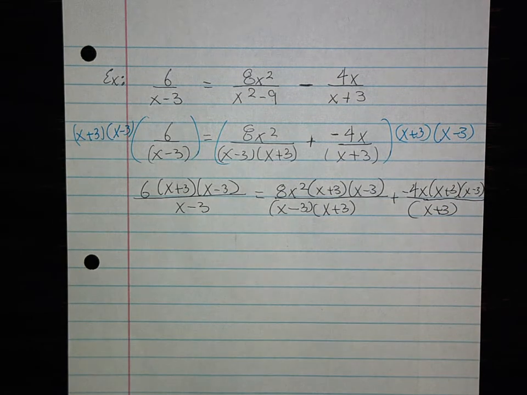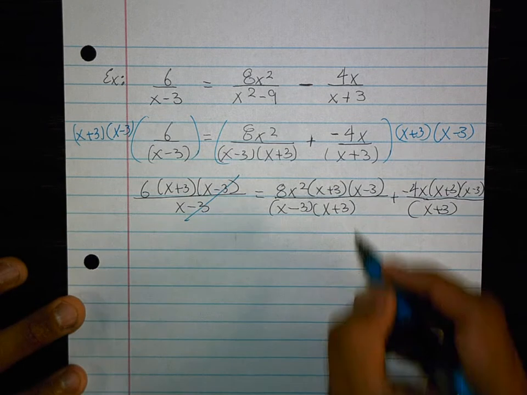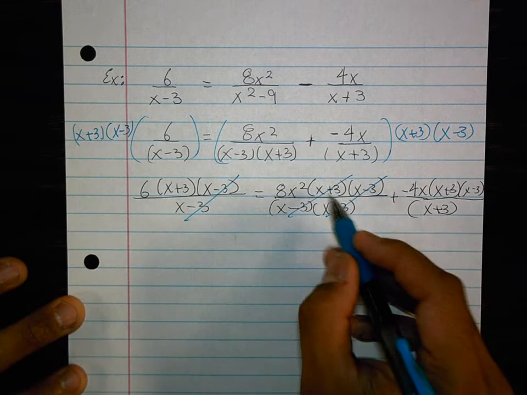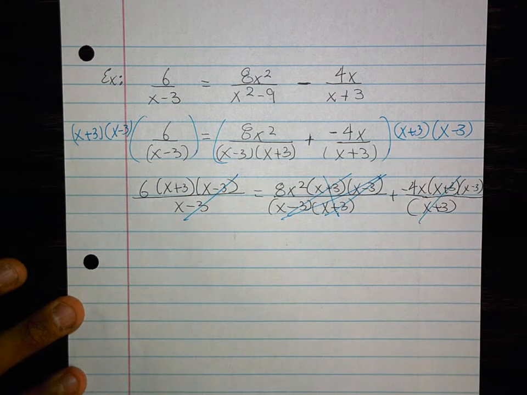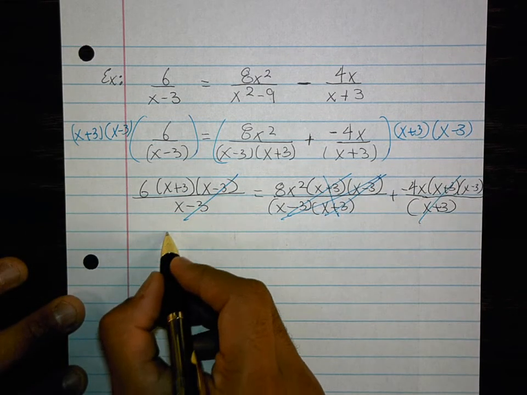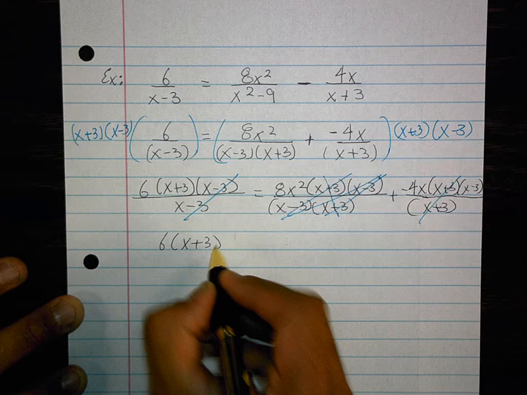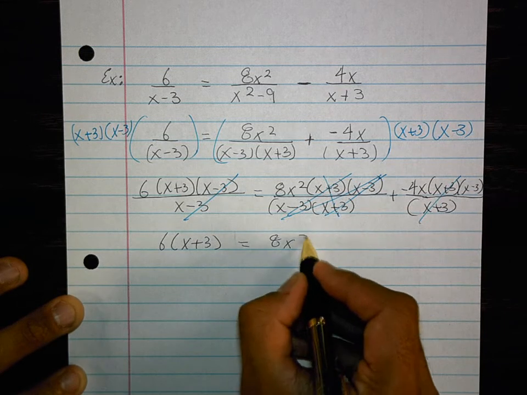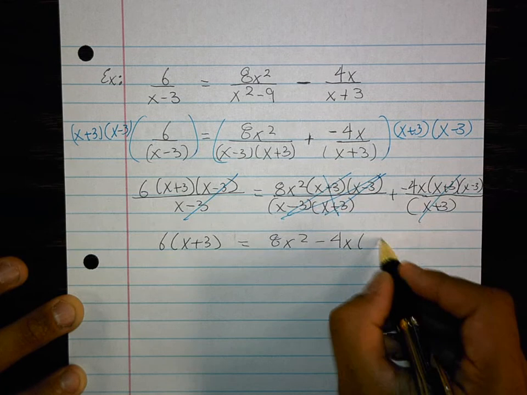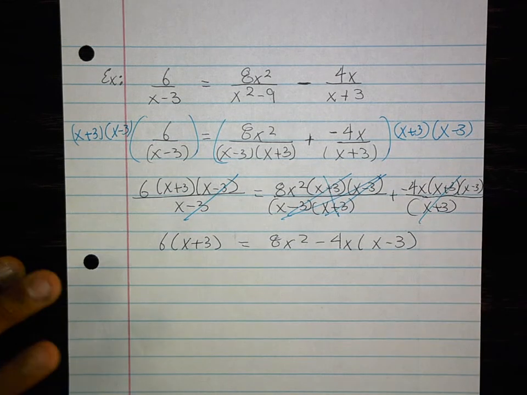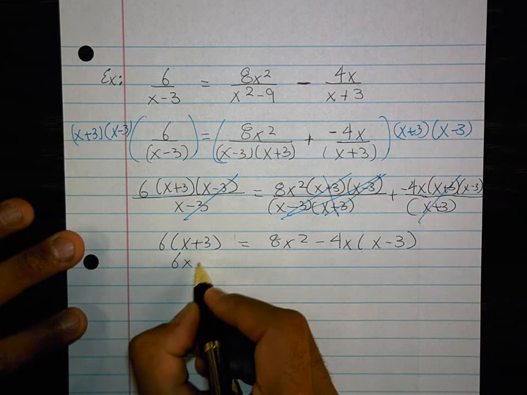Now here comes the fun part. We get to cross that off. We get to cross, nope, I crossed the wrong ones off, but those all get crossed off. And then the plus 3's get crossed off. So we're looking at 6 times x plus 3 equals 8x squared minus 4x times x minus 3. That was the whole goal, to get rid of the fractions. So now we got to solve this thing.